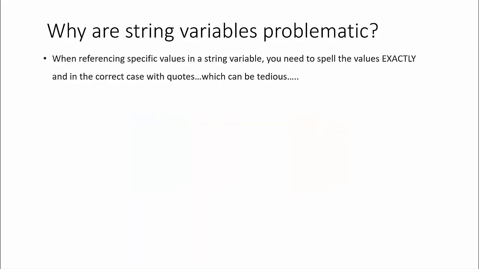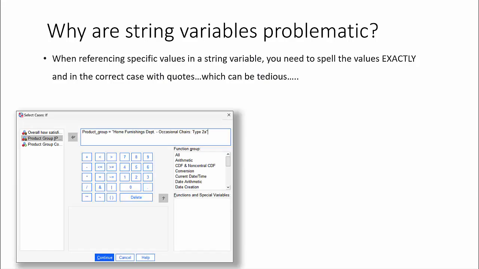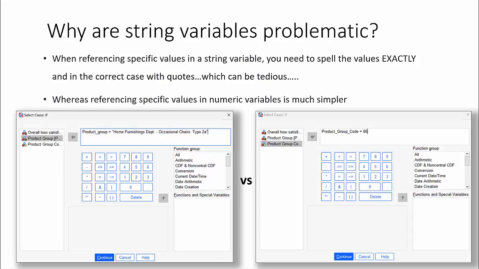A third reason is that when we're referencing specific values in the string variable, we need to spell those values exactly and in the correct case with quotes, which can be a bit tedious. So if we're doing a select statement where we're filtering the data by the values of a particular string, we'd have to spell that string exactly with the spaces and special characters correctly displayed, which can take some time to get right, as opposed to a numeric outcome where we can simply point it to that specific code.